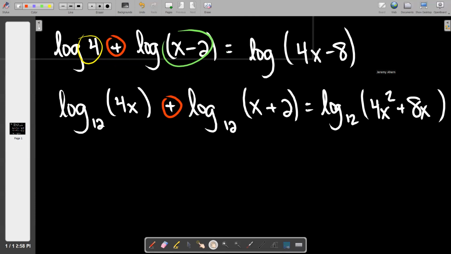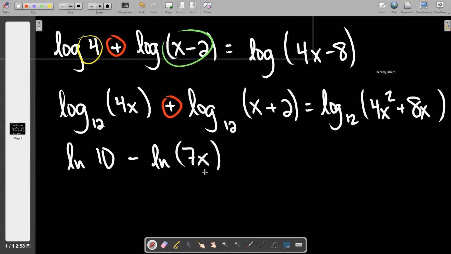Okay, how about this one? How about the natural log of 10 minus the natural log of 7x? Have you noticed that I always put parentheses around my arguments when the argument consists of more than one piece, whether that piece is plus, minus, times, divide. If the argument contains any more than just a number or a variable, then I'm going to parenthesize it. So it's a good habit. What's this one going to be?